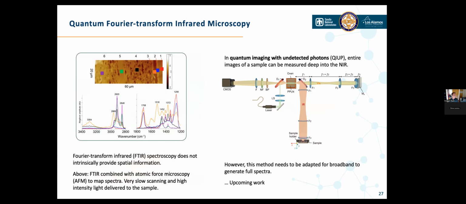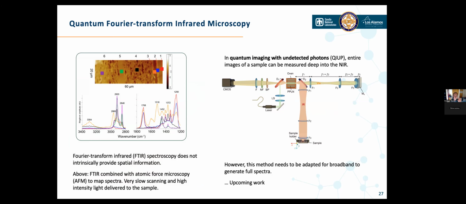There is a solution that can solve essentially the spectral range problem, and also the bandwidth problem. There's a technique called quantum imaging with undetected photons. At the moment, it hasn't really been applied for microscopy, and it hasn't really been extended to broad spectral absorption measurements. But that's actually what we're working on right now.